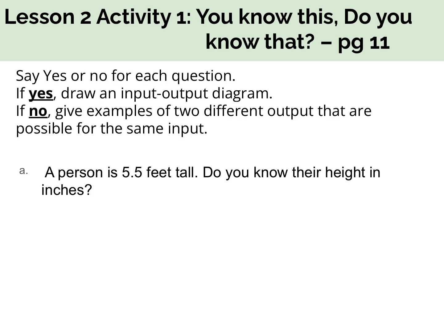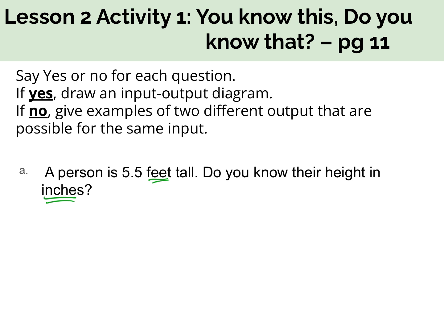All right, so on page 11, it says say yes or no for each question. If it's yes, we're going to draw an input-output diagram. If it's no, I'm going to actually change that. We're just going to say, you know what, it's not going to happen, and then we're going to go ahead and move on. So the first one is A, and this is on page 11. A person is 5 feet tall. Do you know their height in inches? So right now we have the feet. Eventually we want to go into inches. So kind of think about that.